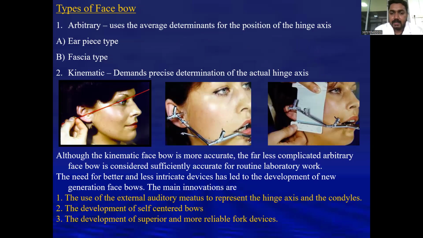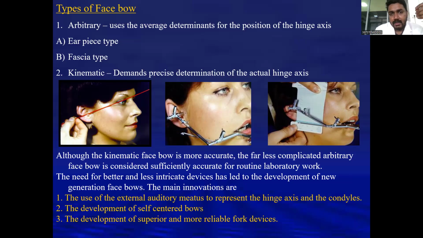What are the types of facebow? Previously I told you some facebows have condylar rods, and some have earpiece rods. In terms of types, we have arbitrary facebows and kinematic facebows. In an arbitrary facebow, they locate the hinge axis arbitrarily. According to some articles, when we locate the hinge axis using an arbitrary facebow, they will be able to locate it within a 5 mm radius of the true hinge axis. So it will not have much change. There is a minor error of about 0.2 mm in the second molar region. That is what the author says.